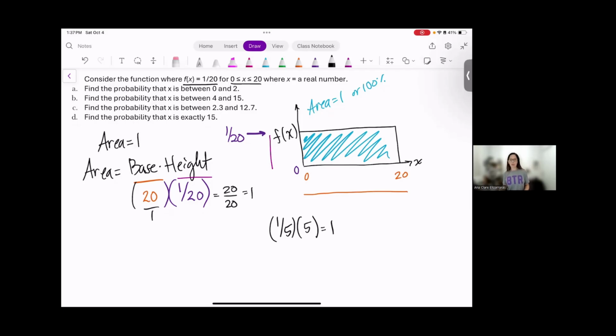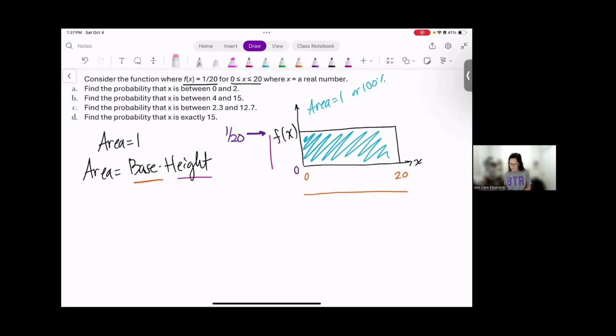So when I'm trying to figure out how long the base is or how high the function is, it all needs to multiply to 1. You want to keep that in mind, and you can use your equation solving skills to get there. All right, now let's solve some probabilities.